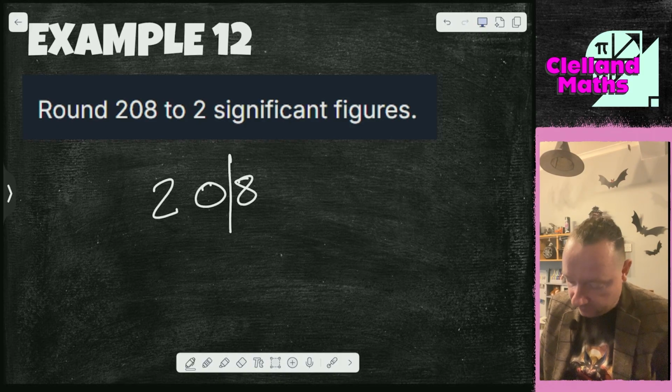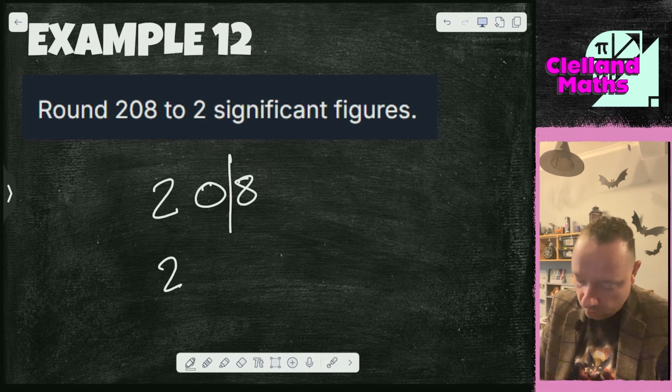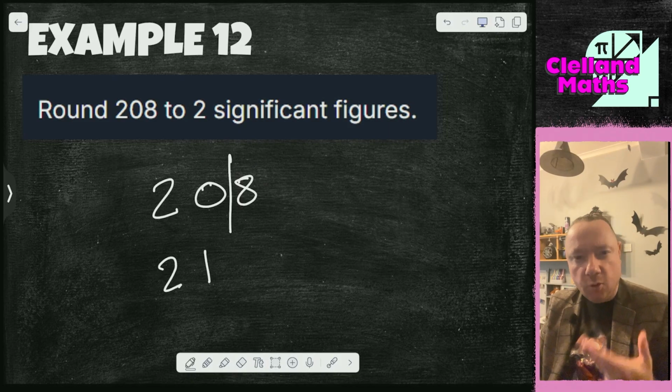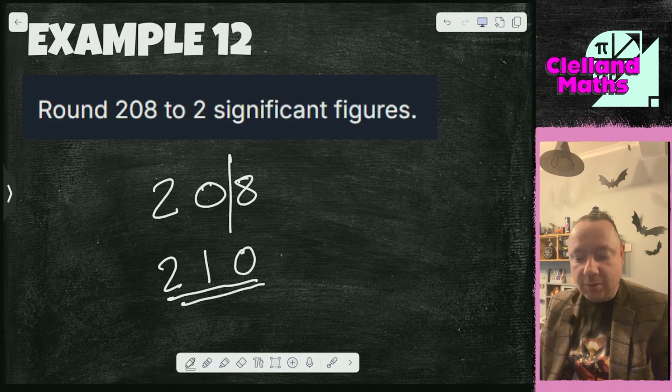And how do you know? Well, you check the next number. The next number is 8. 8 is bigger than 5, so you round up. So that becomes 2, 1. 8 then just disappears into the ether, but 21 would not be a good answer. You can't go from 200 odd to 21, so I need to add a 0 to make it just the same size. 210, and we're done there.